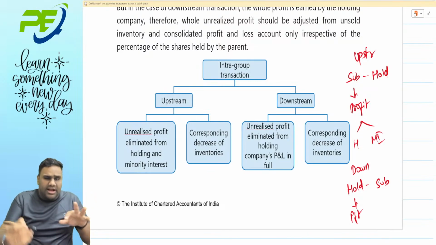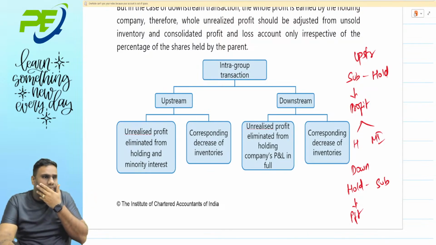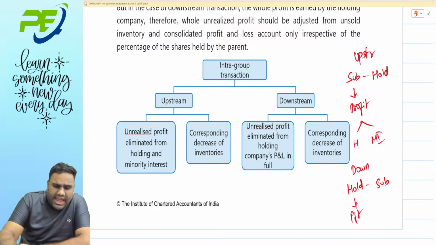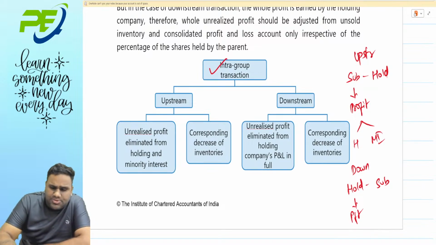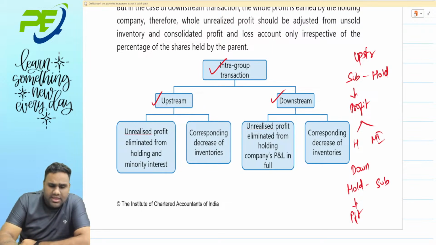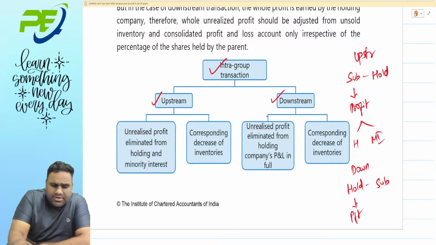So now, point number 4.6, intra-group transaction, upstream, downstream. We are not writing this fully because we'll write the journal entry. Intra-group transaction, upstream, downstream. Upstream, write the entry.